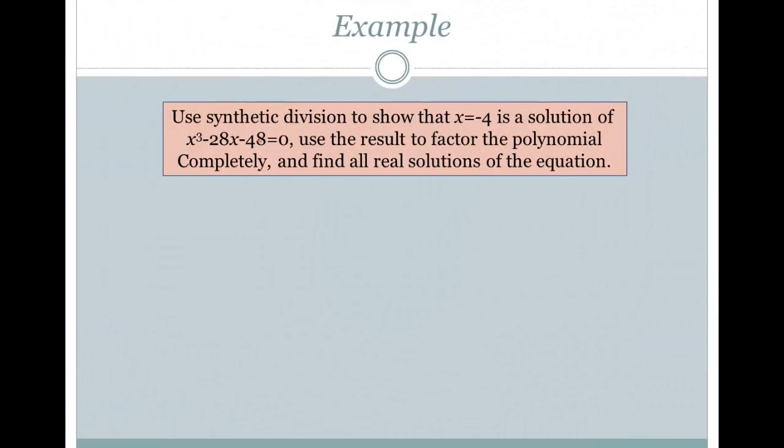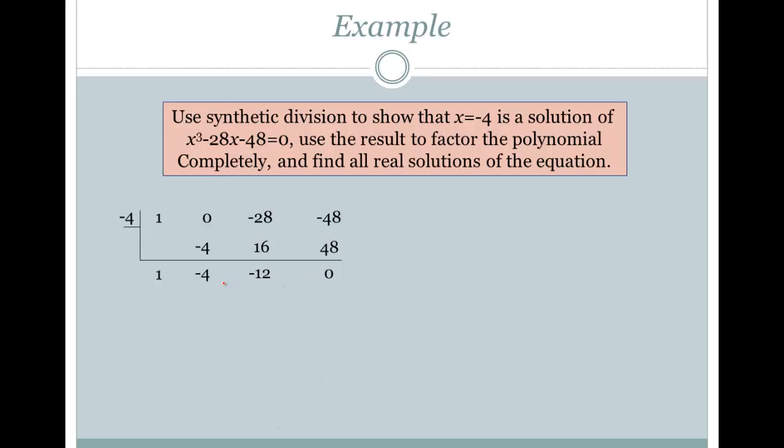Let's do another one. Use synthetic division to show that x equals negative 4 is a solution. In other words, I want to show that this is a 0. So when I do my synthetic division, I should get 0 for a remainder. So again, I set up my synthetic division. Again, there's a 0 because there's no x squared term. I want to show that x equals negative 4 is the solution, so I put negative 4 out there. Bring it down, 1, negative 4, positive 16, negative 12, positive 48, 0.